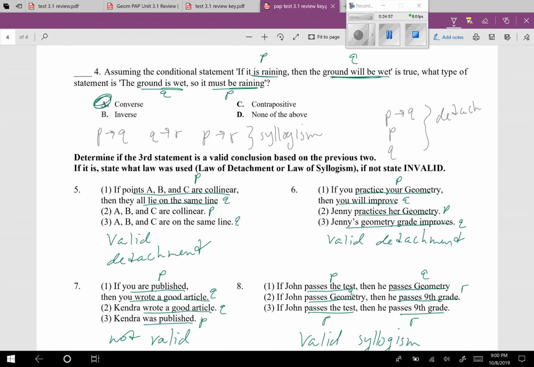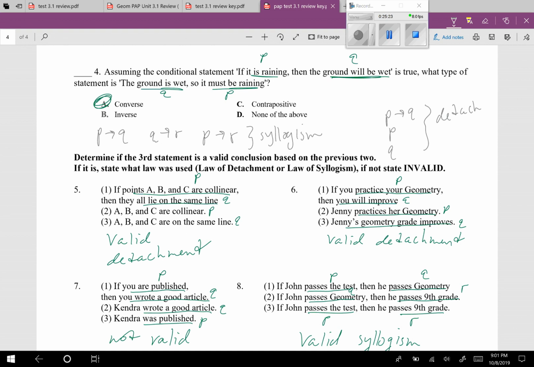Okay, so 5, if points A, B, and C are collinear, there's P, then they lie on the same line, so that's Q. Statement 2, A, B, and C are collinear. So which one talked about collinear? Statement P. So this is P, and this is A, B, and C are on the same line. Okay, that matches Q, so it's following the order, so it's valid by the law of detachment.